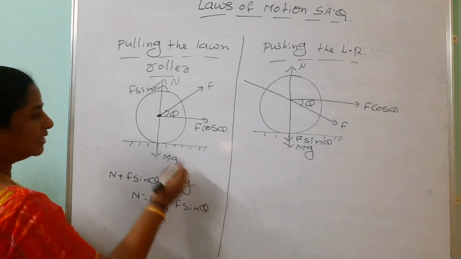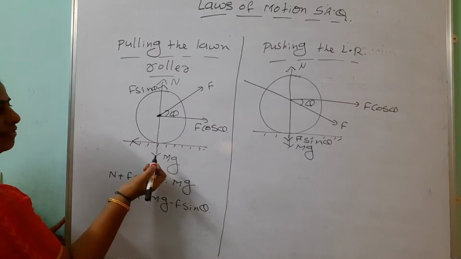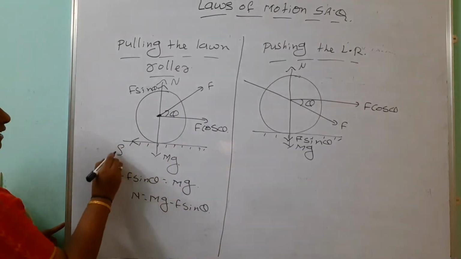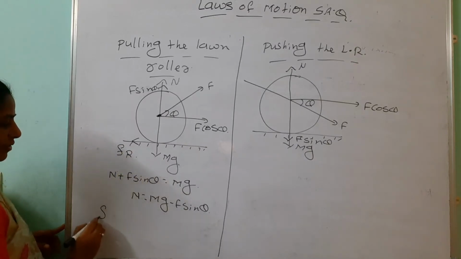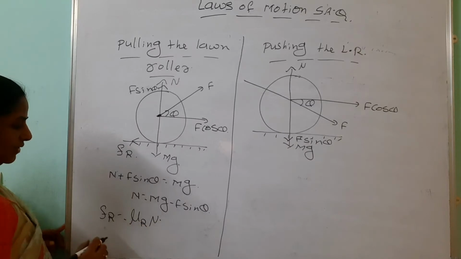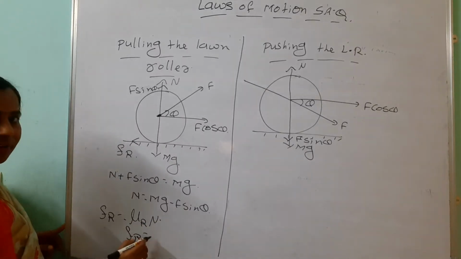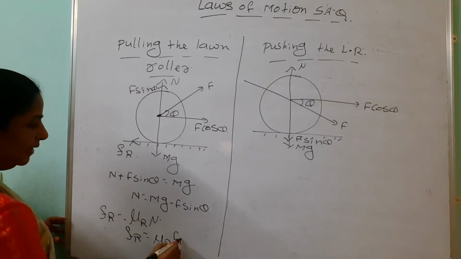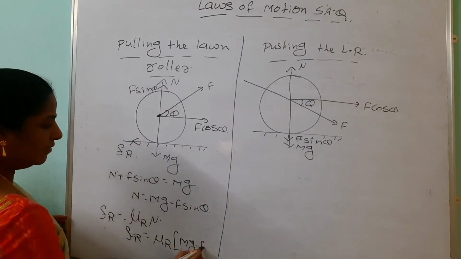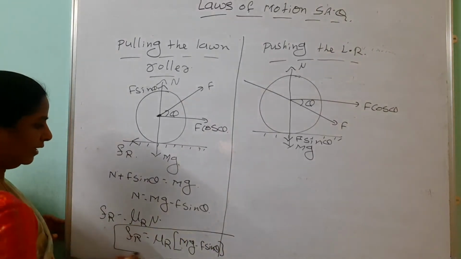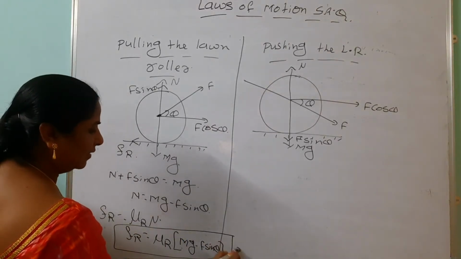But where is the friction? See, friction is a self-adjusting force. If the force is acting right hand side, it acts left hand side. Fr equals, what is the formula? Mu r into N. Mu r is the coefficient of rolling friction. So Fr equals mu r into, instead of N, mg minus F sin theta. See, this is a very important point. From this only we will give the conclusion.